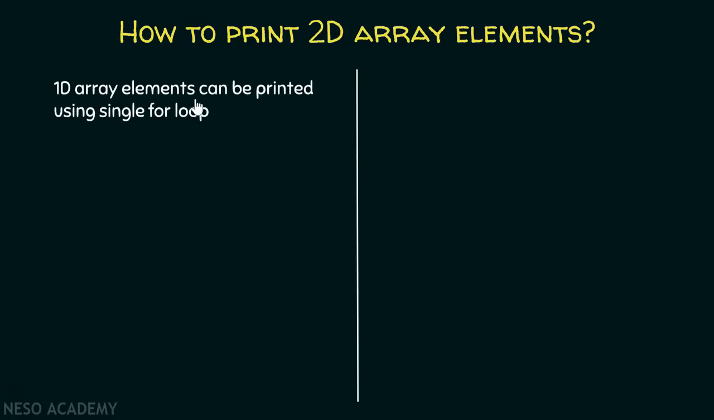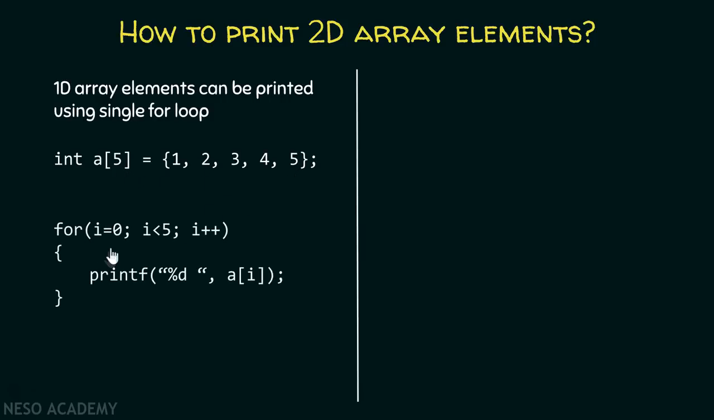We can print 1D array elements using a single for loop. Isn't that so? Suppose you have this array, which is a single dimensional array. We can access the elements of this array by using a single for loop, which is very easy to write, by initializing i to 0 and specifying the condition as i less than 5, because in this case the number of elements is 5, and then this increment statement. And inside this for loop, we will use the printf function to print all the array elements.